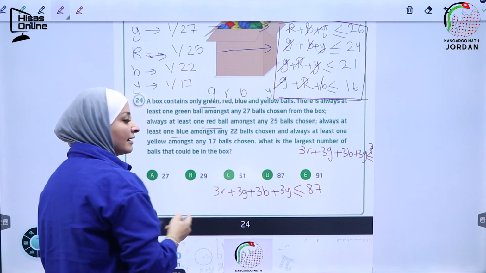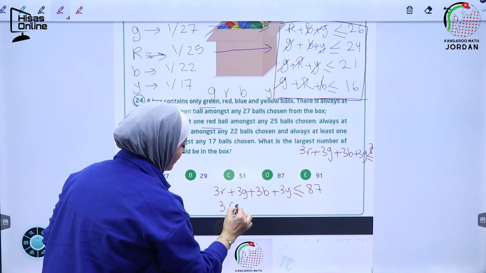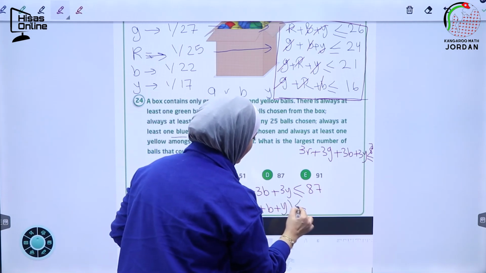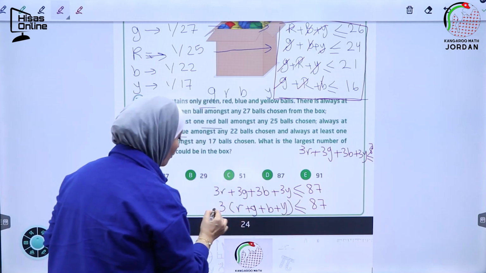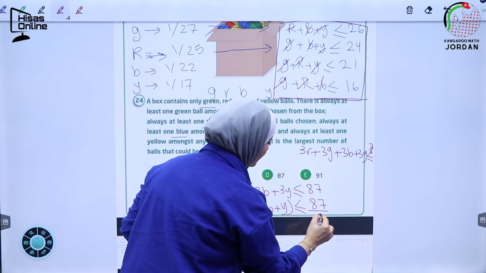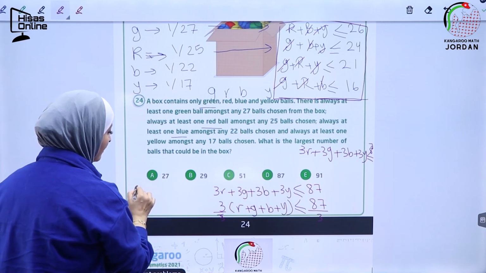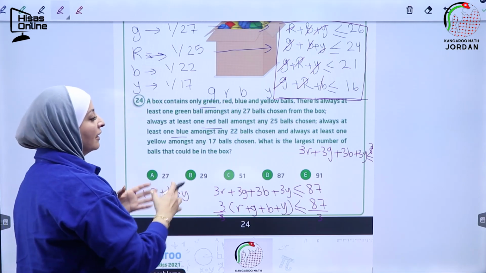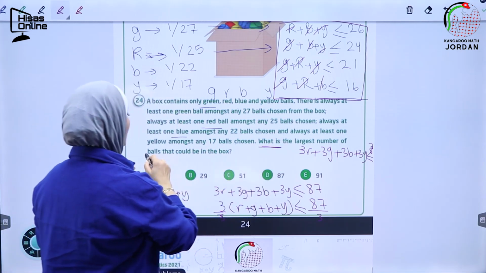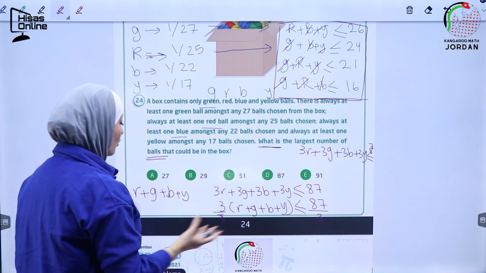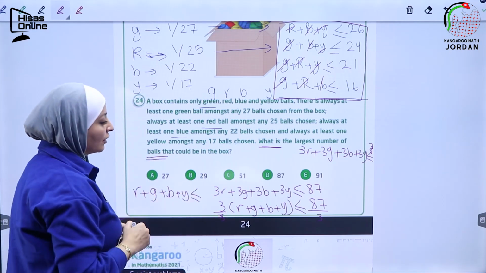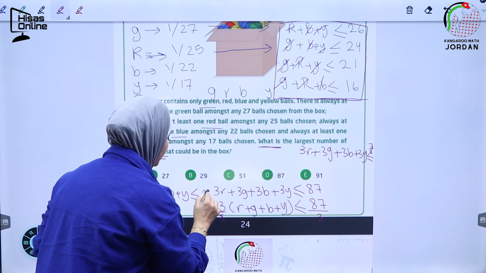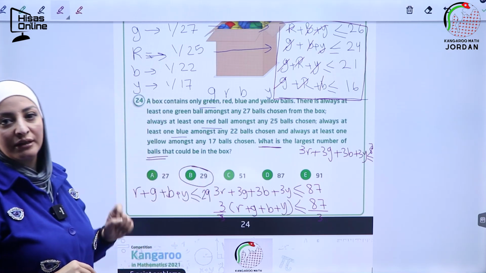Let's take the 3 as a common factor: 3 times red plus green plus blue plus Y less than or equal to 87. Divide both sides of the inequality by 3. So red plus green plus blue plus Y, that's what I need to find because they ask what is the largest number of balls. So the number of balls in all different colors is less than or equal to 87 divided by 3, which is 29. So your answer will be B, which is 29.